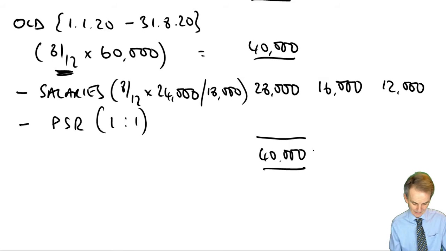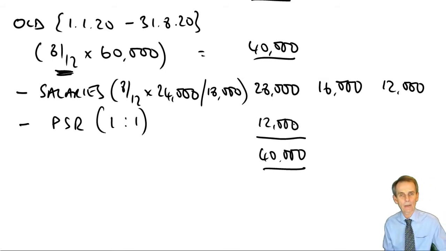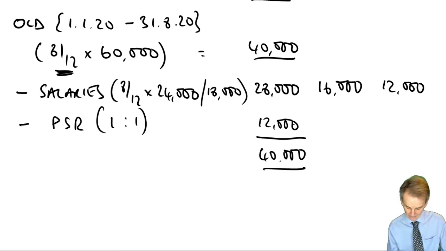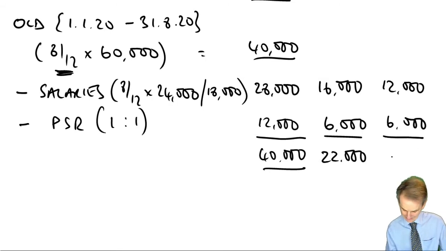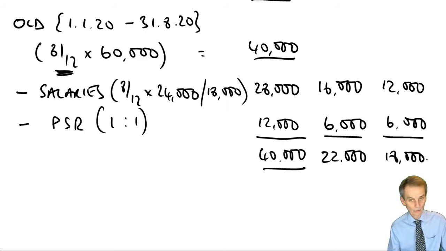We've dealt so far with 28,000, so a further 12,000 now needs to be split in that PSR of 1:1. That, of course, will be 6,000, 6,000. We have got so far £22,000 allocated to partner A and 18,000 allocated to partner V. So that's the old agreement up until the 31st of August we've sorted.